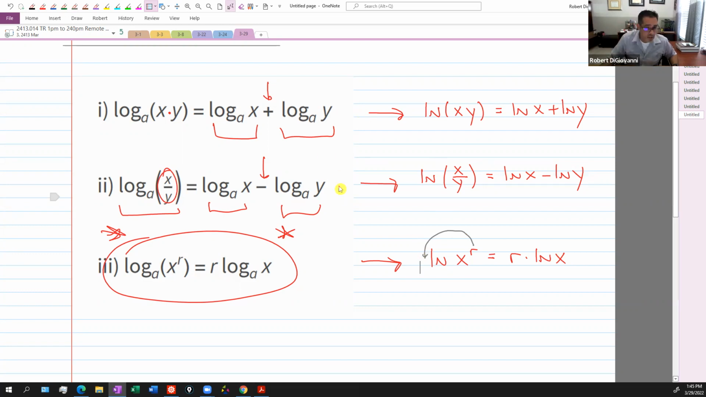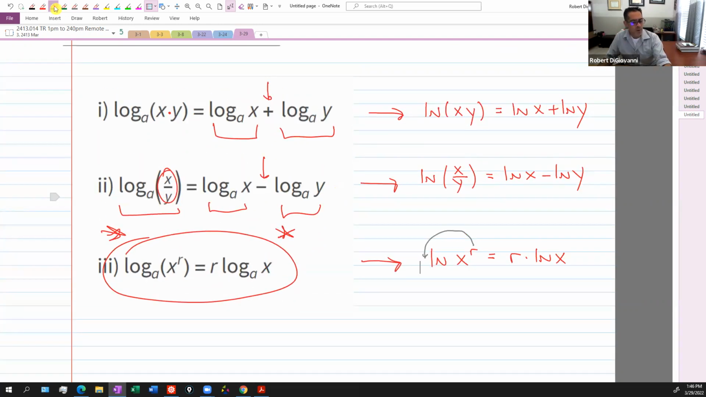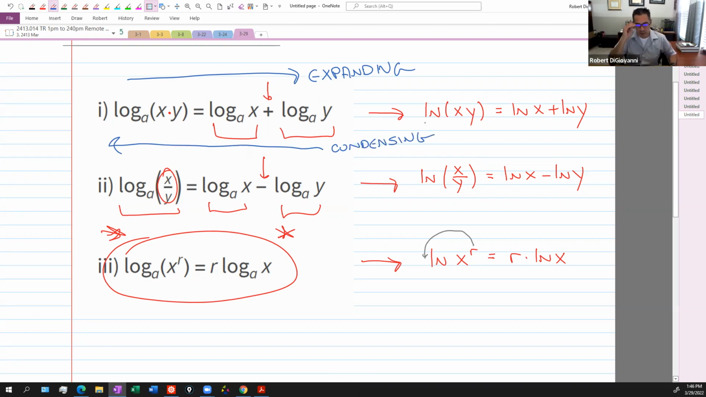These properties you need to know, you need to understand and feel comfortable with. We good? By the way, these properties go both directions. So you can start with 2 logs and push them into 1. Or you can have 1 log and rip it apart into 2. If you go from left to right, this is called expanding. And if you go from right to left, that's called condensing. You should have done that in college algebra, and you probably didn't like it when you did it.